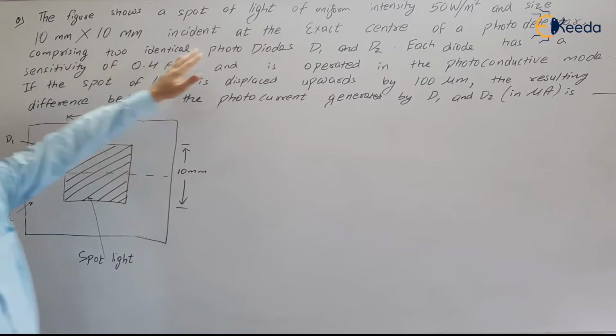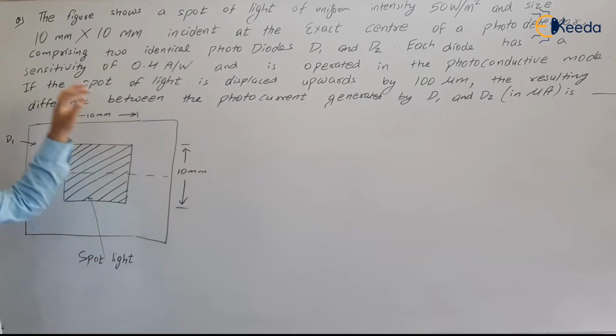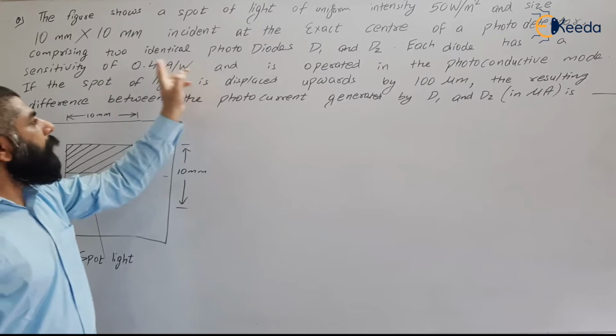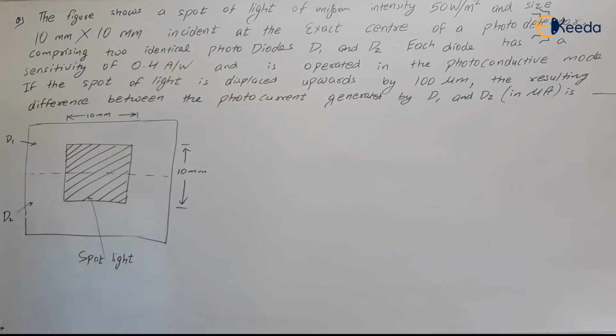Next, two identical photodiodes D1, D2. Each diode has a sensitivity. Sensitivity of both these diodes are same, which is given as 0.4 microampere per watt and is operated in photoconductive mode. Means both diodes are operating in reverse bias mode because photodiode always operated in reverse bias mode. So both are in reverse bias mode.